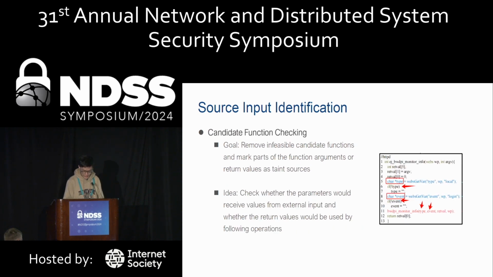Next, we conduct a candidate function checking to remove misrecognized candidate functions and mark correct function arguments and return values as taint sources. HermeScan checks whether the parameters would receive values from external input and checks whether the return value would be used by following code.